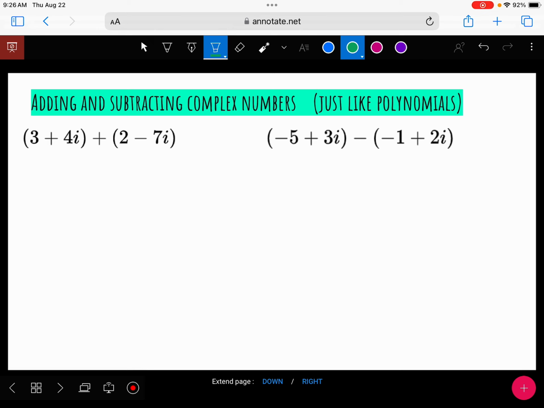So here are two complex numbers on the left-hand side. 3 plus 4i is a complex number. 2 minus 7i is a complex number. We are adding them together. What do we do?